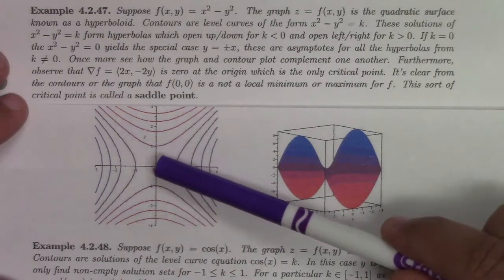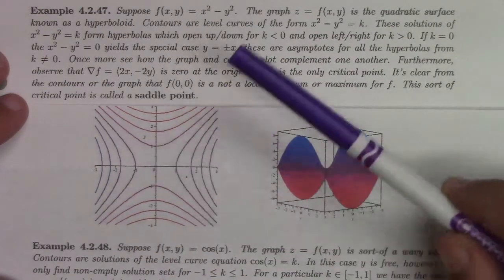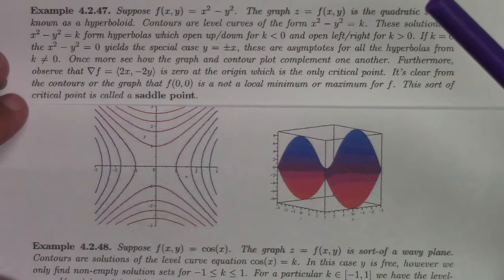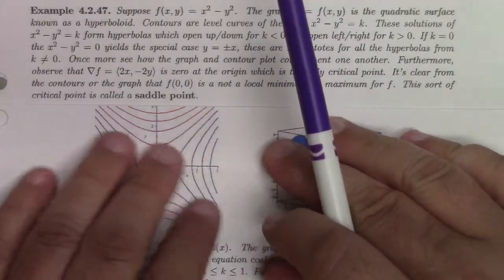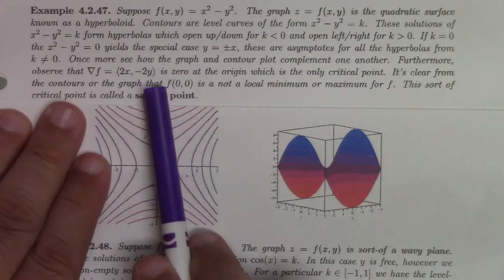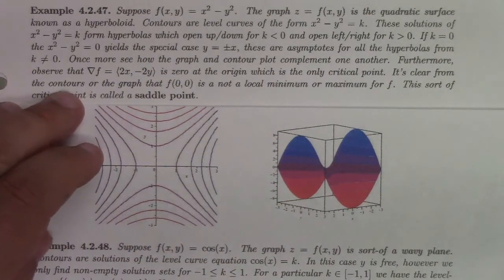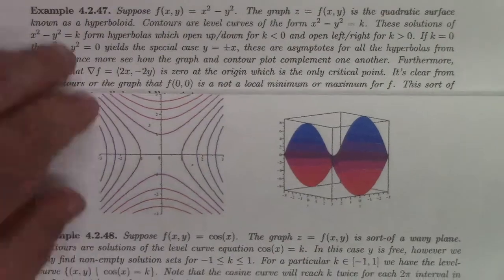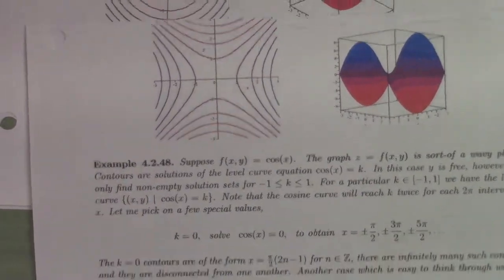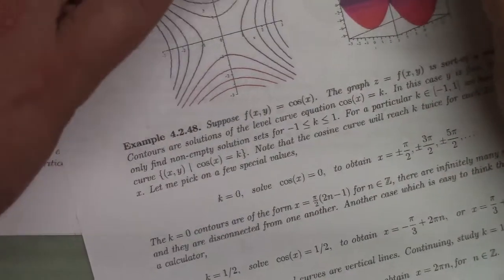And at that middle point, 0, 0, the gradient is 0, right? Because remember, the gradient here is 2x, minus 2y, so when x and y are both 0, then we have 0, 0. The origin is a critical point. Another example, let's see here, let me undo my editing. There we go.